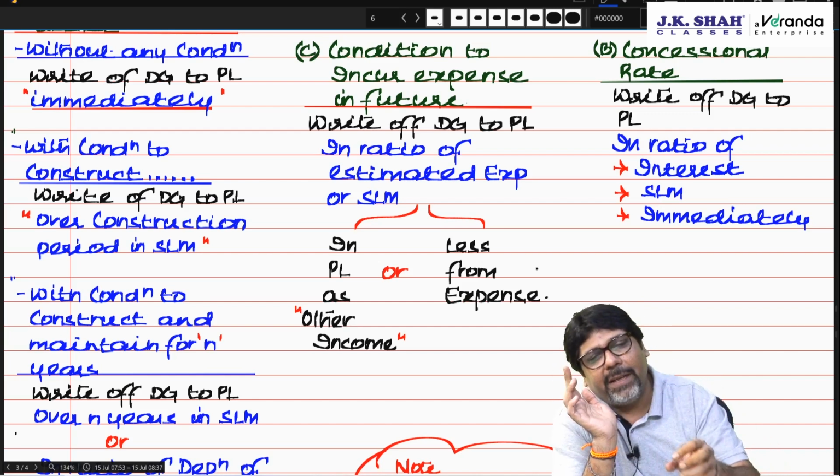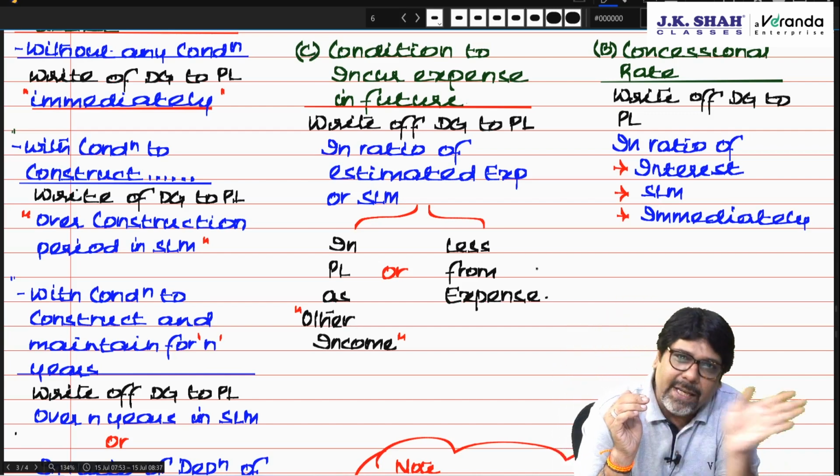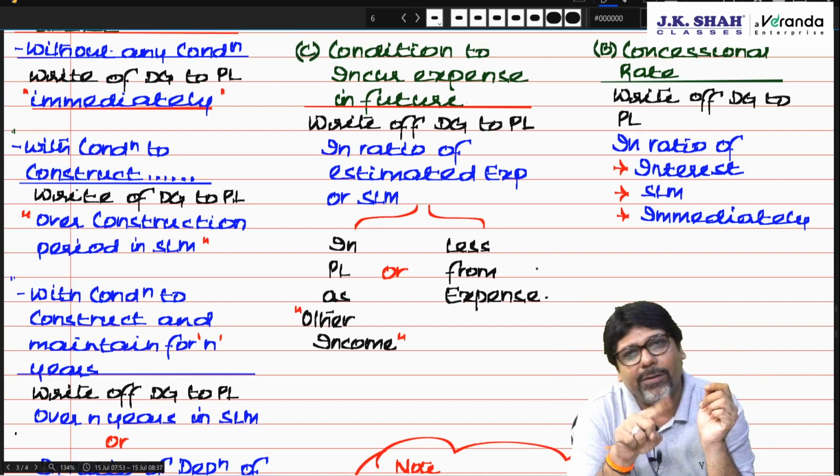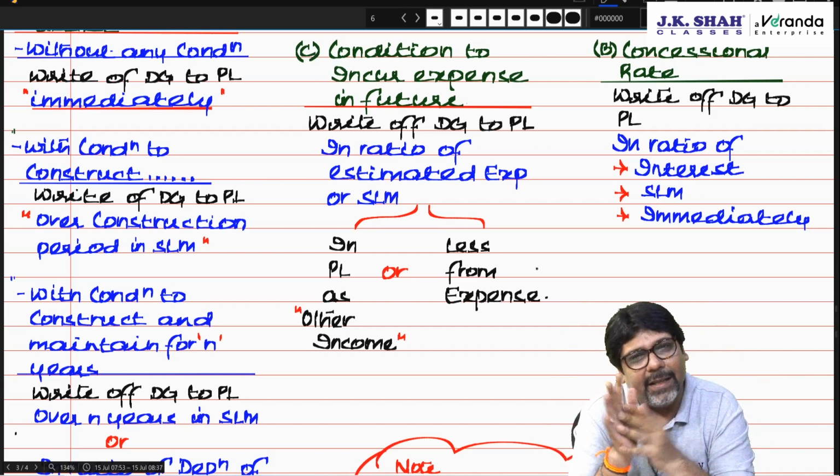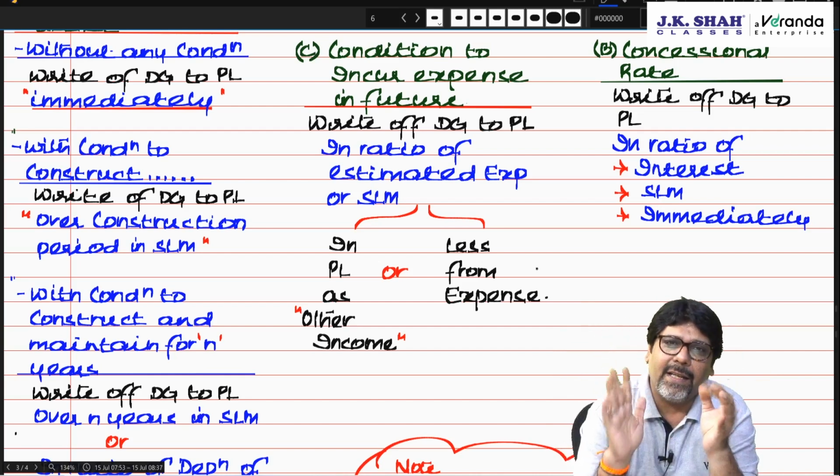When you are writing off to P&L, you have got two options. Either you write it in P&L credit and show it as other income, or you subtract it from expense, chartered. Am I clear? We will show it in P&L credit. That's a better option.